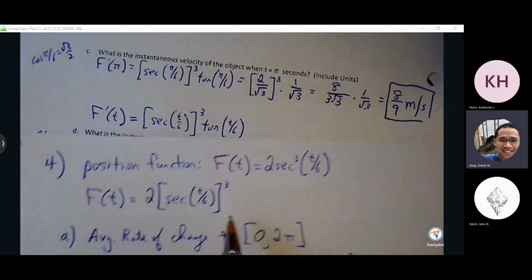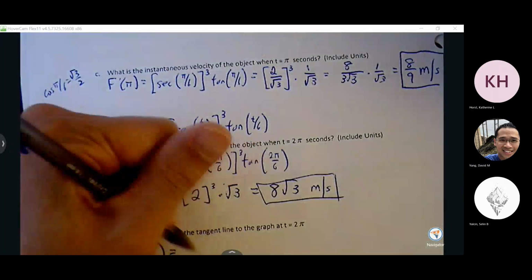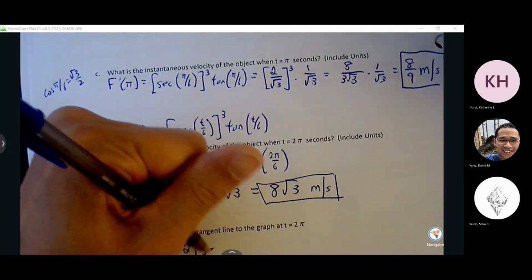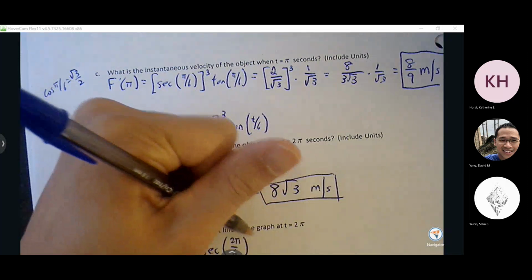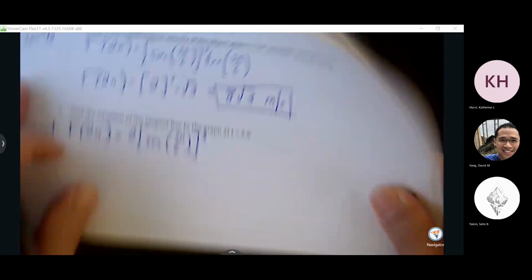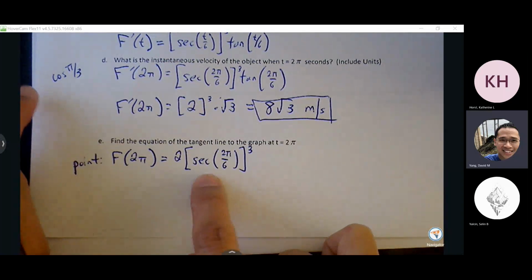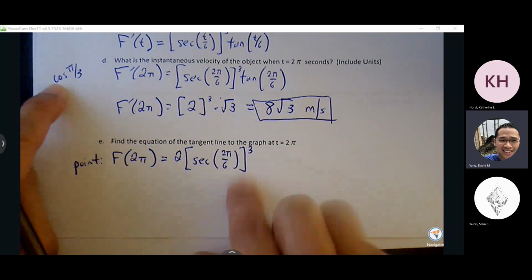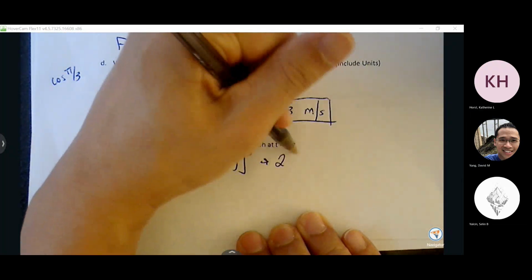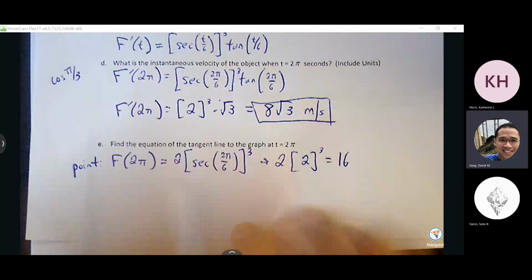Get back into the original function. I'll do 2 bracket secant t over 6 cubed. Okay, so secant of 2 pi over 6, same thing, or related to cosine of pi over 3. We know cosine of pi over 3 is 1/2. We flip that, we get 2. 2 cubed is 8. 8 times 2 is 16.